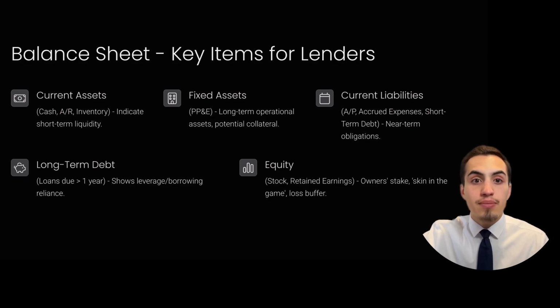Next, the income statement, also called the profit and loss or P&L. Unlike the balance sheet snapshot, this financial statement shows financial performance over a period of time, like a quarter or a full year. Its main purpose is to show whether the company was profitable during that period.